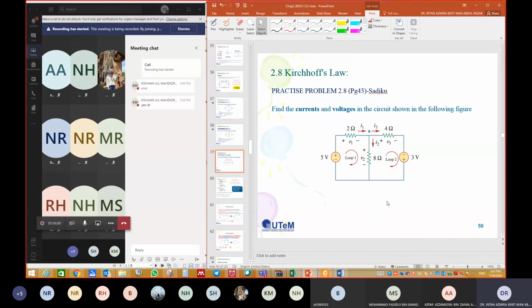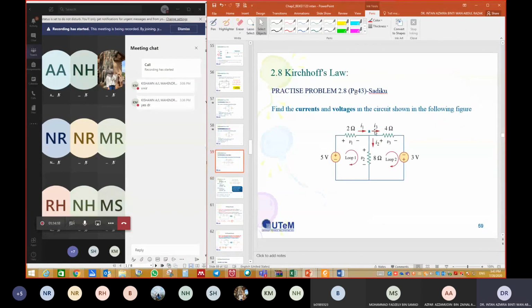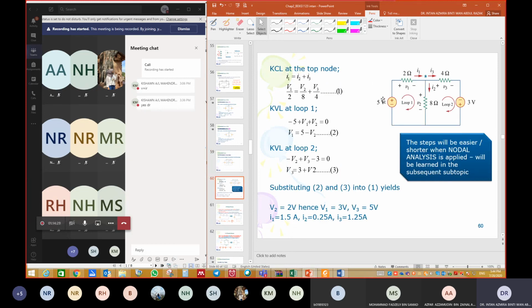Find the current and voltages. So in this circuit we have two voltage sources. How to find the current and voltages? Let's say the question asks you to find the current and voltages in this circuit by using Kirchhoff's current law. So we apply KCL here. We have only one node here. At this node, I1 enters the node, I2 and I3 are leaving the node. So the equation is I1 is equal to I2 plus I3.